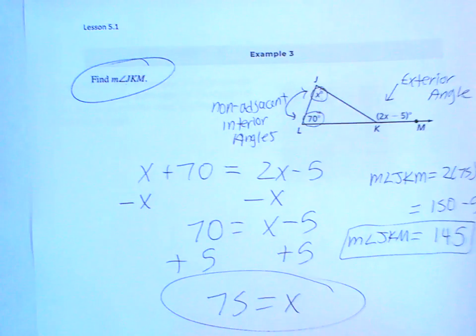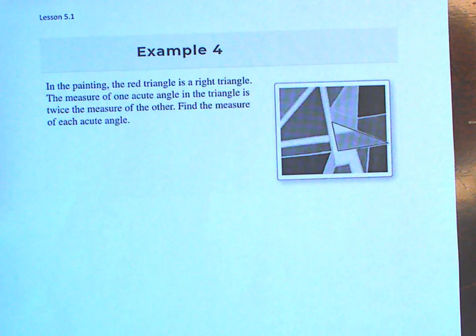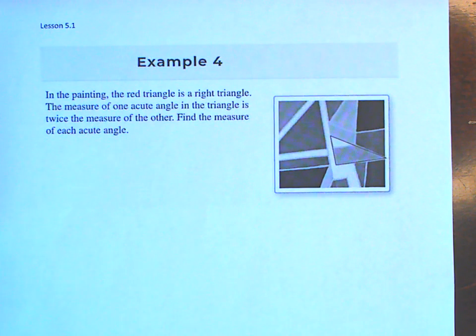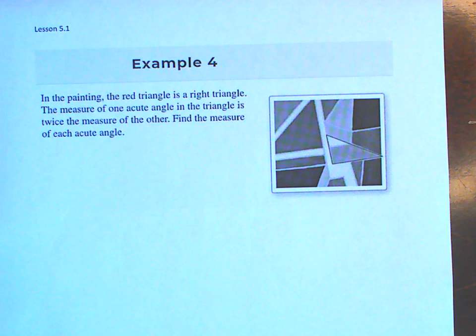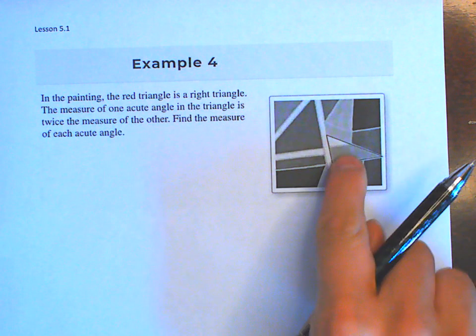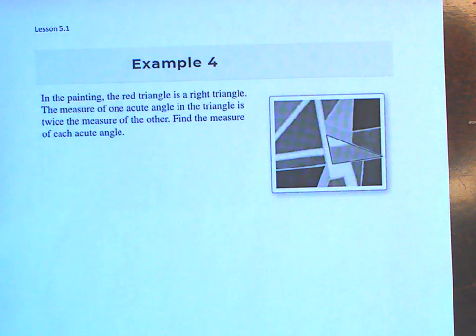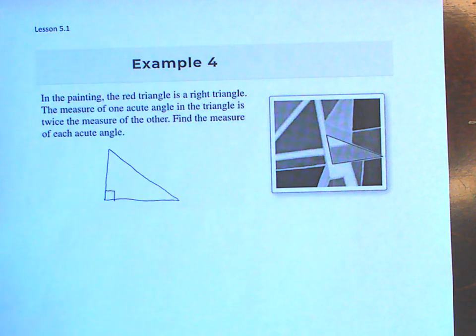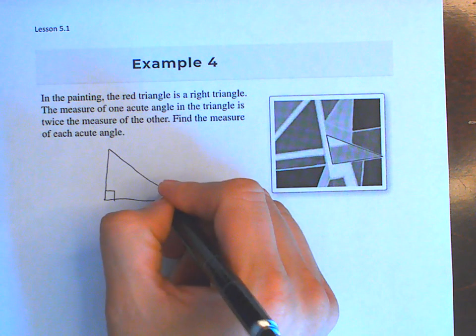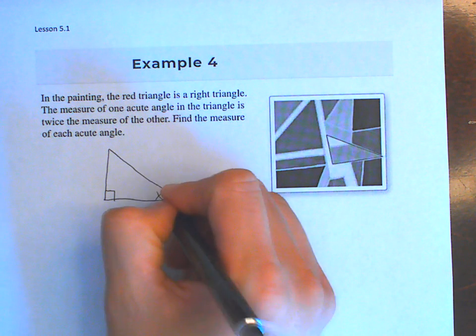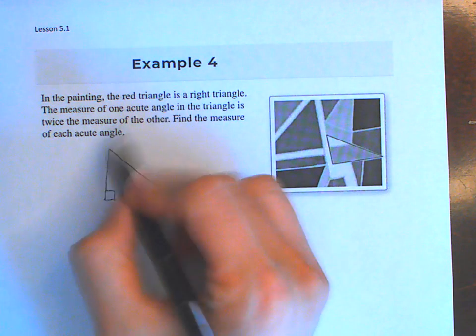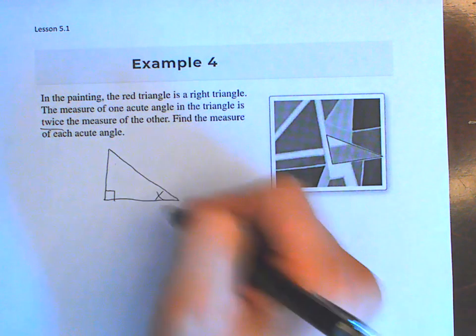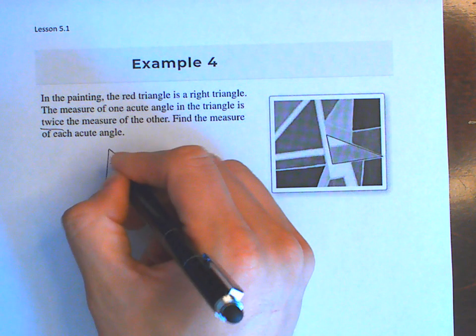All right, let's take a look at the next one. It says, in the painting, the red triangle is a right triangle. This one right here. I know it's kind of hard to see, but it's that one. The measure of one acute angle in the triangle is twice the measure of the other one. So if I were to focus only on that right triangle, it tells you that one angle is twice the measure of the other. So if this angle, for example, is x, the other one is twice the measurement of x, which is 2x.